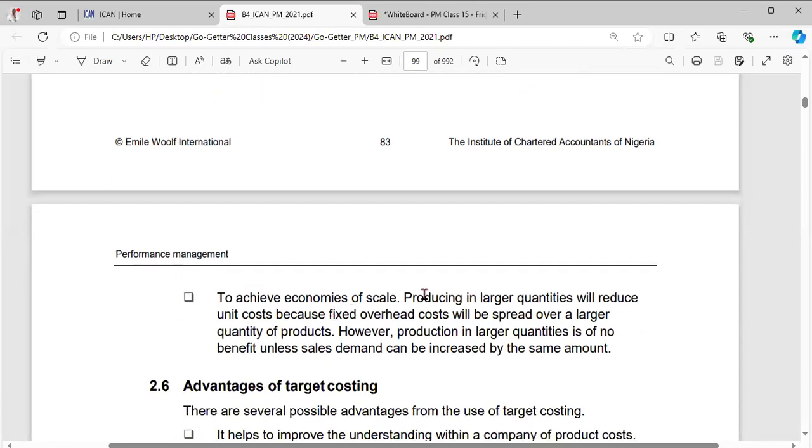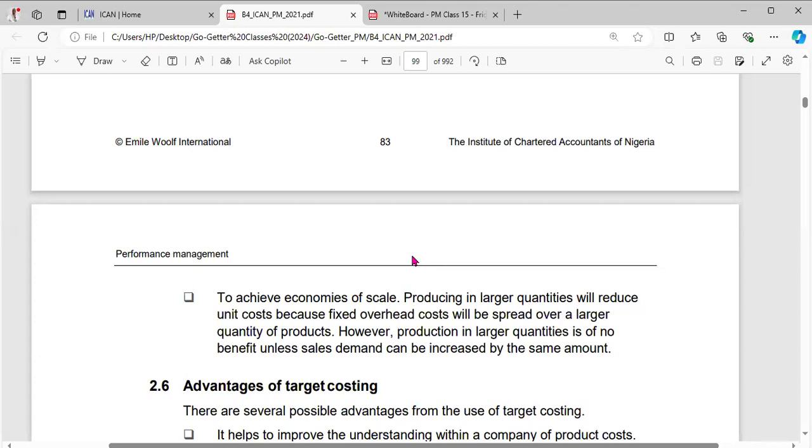Then to achieve economies of scale, you need to produce larger quantities. It will reduce your fixed cost, your overheads, because they will be spread over a larger quantity. We said variable costs are constant per unit, but they vary in total. Meanwhile, fixed cost is fixed in total but varies per unit.